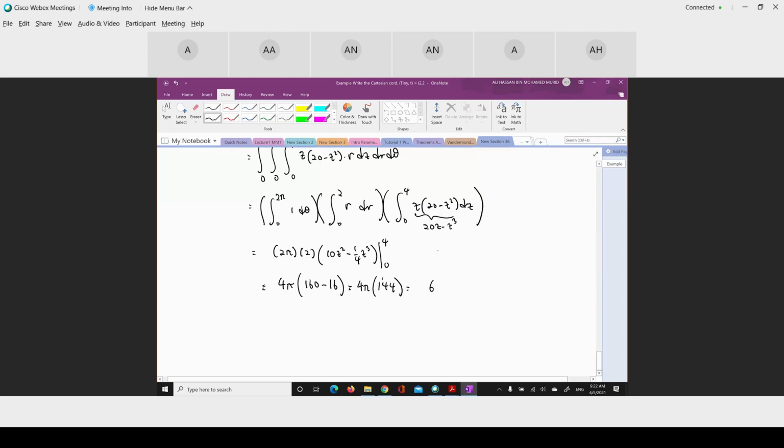The z power is not power of 3, it is power of 4, right? Oh yes, you're right. Thank you. So 4 to the power 4 divided by 4 is 4 cubed. 4 cubed is 64, right? So 160 minus 64 is 96.